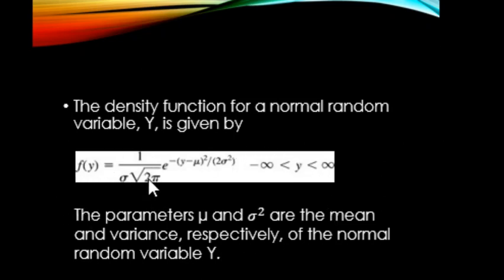F of y is given by this function, and this function includes mu, which is the mean of the distribution, and sigma squared, which is the variance of the distribution. Okay, so it's a complex distribution. The variable y can take the values from negative infinity to infinity.